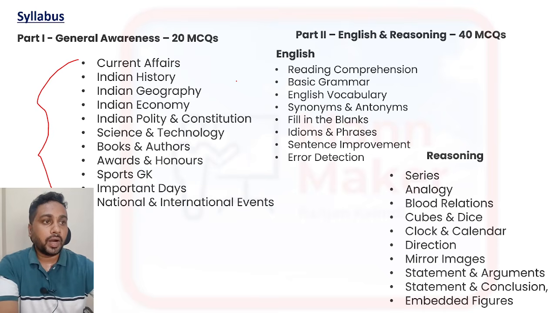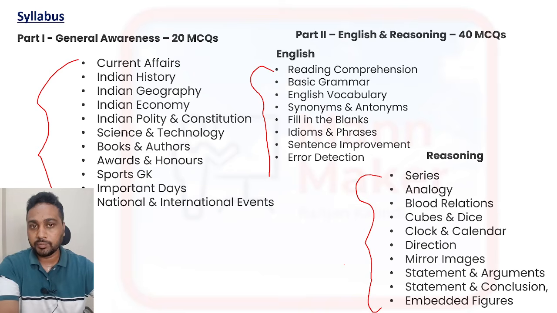Now part 2. In part 2, you will get English and reasoning questions. There are 40 MCQs in total. In English there are basic grammar and reading comprehension, and in reasoning there are topics that you need to cover to complete the syllabus. This is the non-technical section: 20 from general awareness and 40 from English and reasoning.